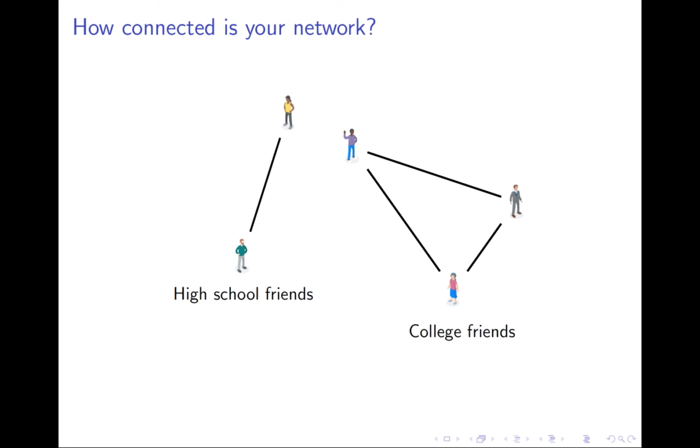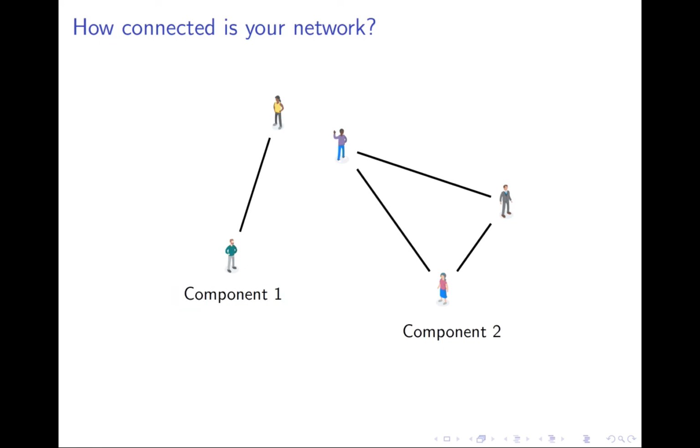Oftentimes networks will break into what we call connected components. Right? Each one of these is considered a connected component. The metric that's associated to counting or establishing this connectivity is essentially just counting the number of connected components in the network that you're interested in. So in this case, we have 2 connected components.